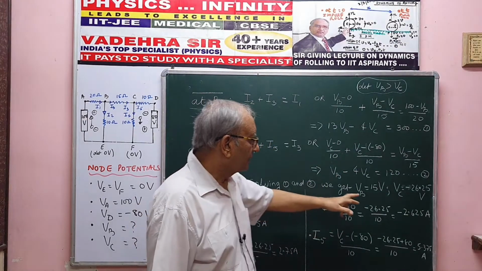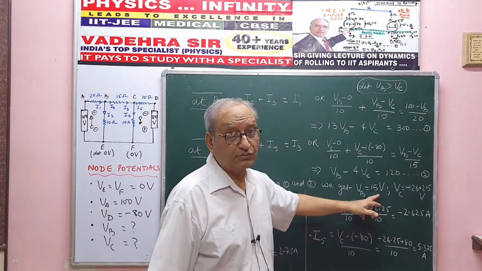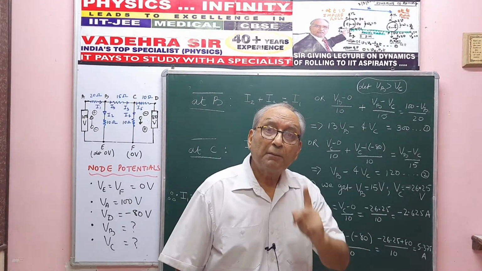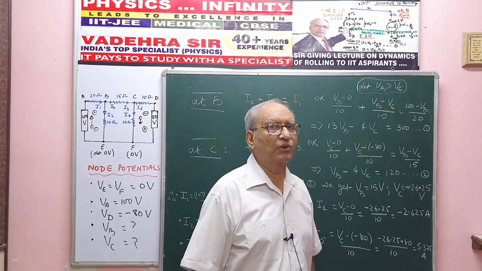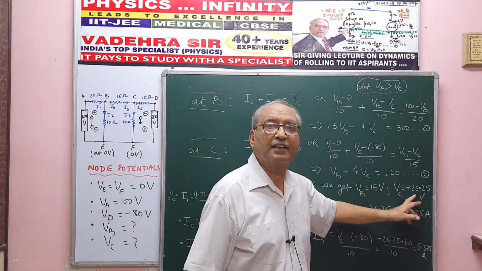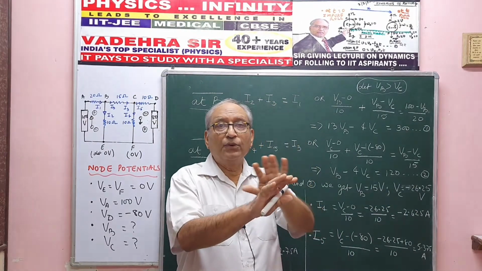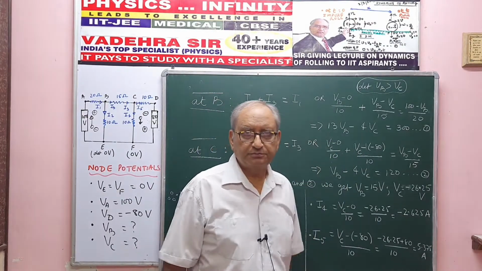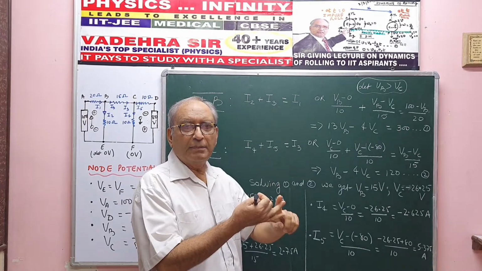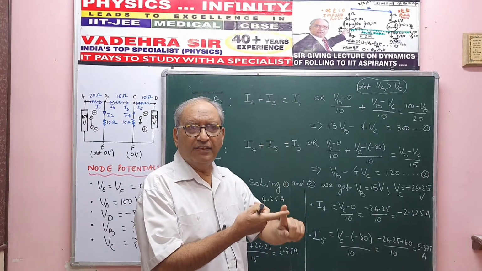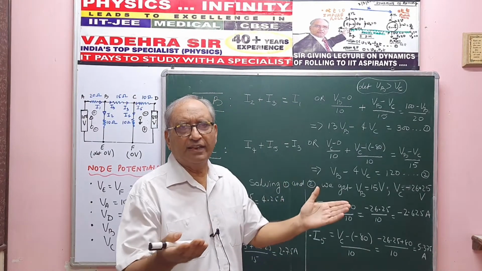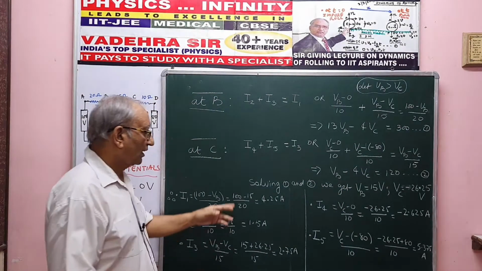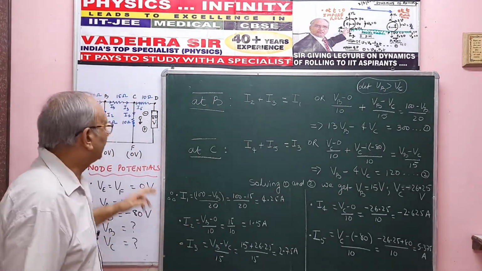Well, we get VB equal to 15 volt. Please note, VB equal to 15 volt and VC equal to minus 26.25 volt. Now, I know the values of the potential at all the nodes: VA, VB, VC, VD, and VE and VF anyway are taken as 0 volt.